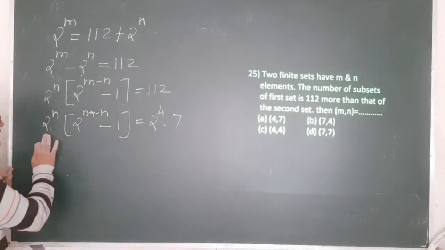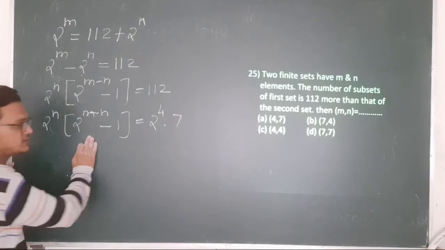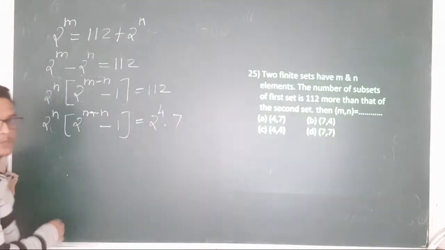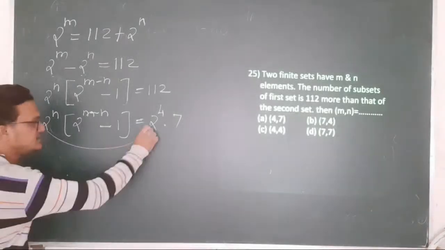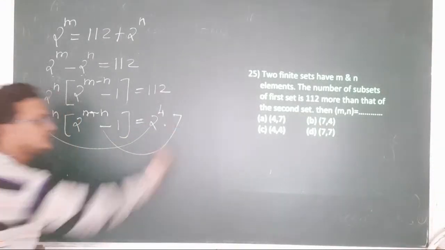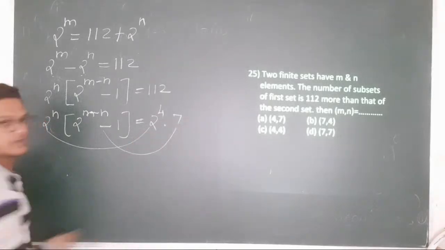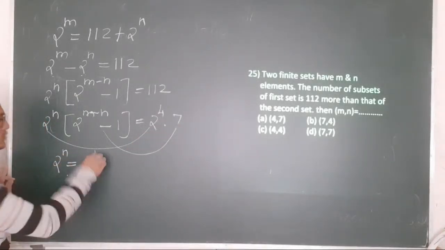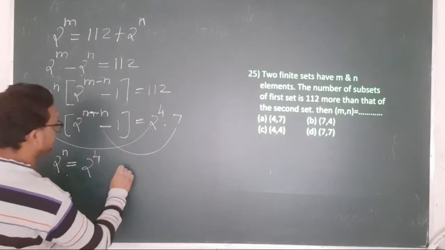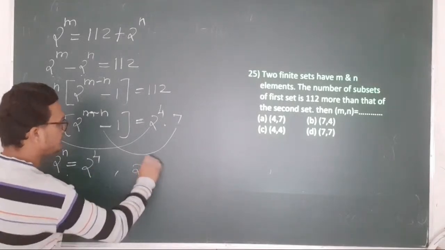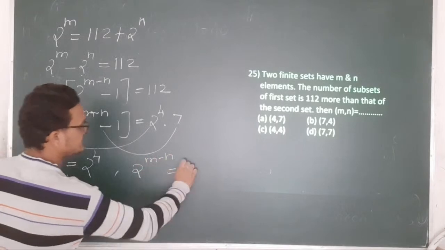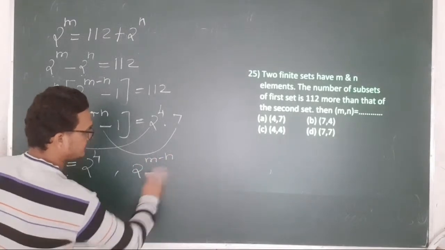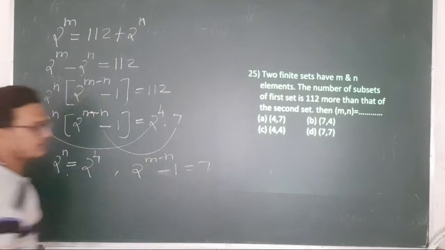Now see, left hand side is also in the form of product, right hand side also in the form of product. So you equate, this is equals to this and this one is equals to this. Then what will I get? 2 to the power n is equals to 2 to the power 4, and 2 to the power m minus n minus 1 is equals to 7.